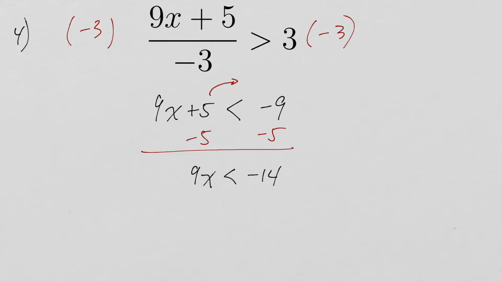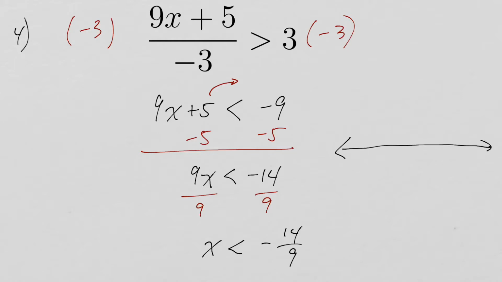And finally, we're going to divide by 9 on each side. And we're dividing by a positive number, so the inequality is not going to flip directions, but we'll end up with less than negative 14 over 9. Now that's a simplified fraction, so we don't simplify that any further. We put our negative 14 over 9 in the center of the number line. It's a less than, so we're going to use a soft parentheses, and it's to the left.